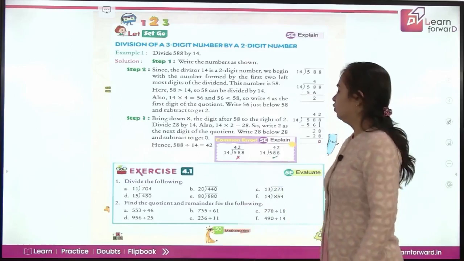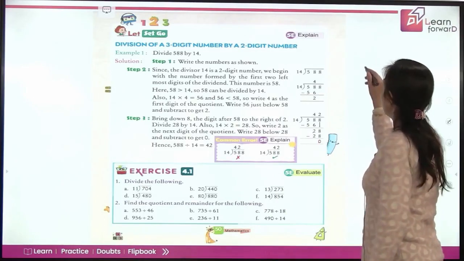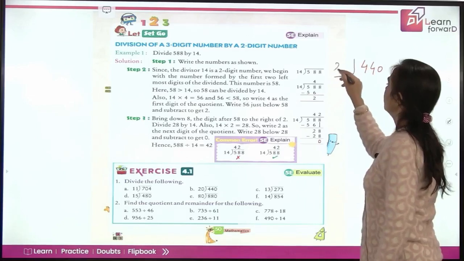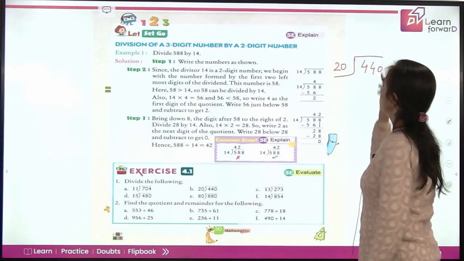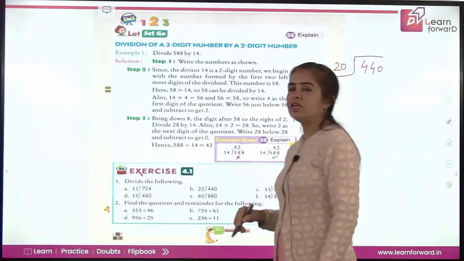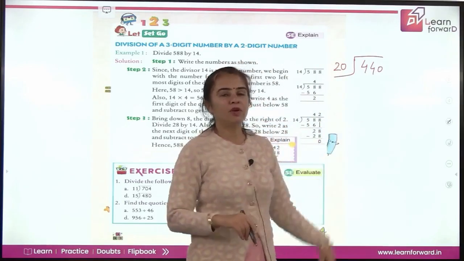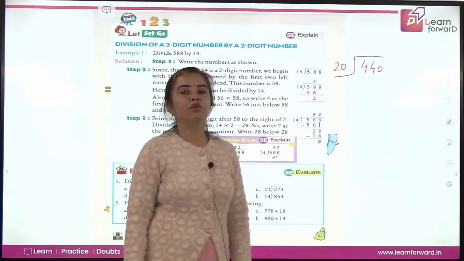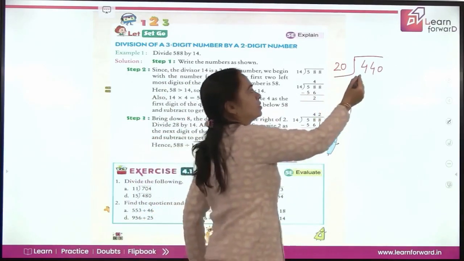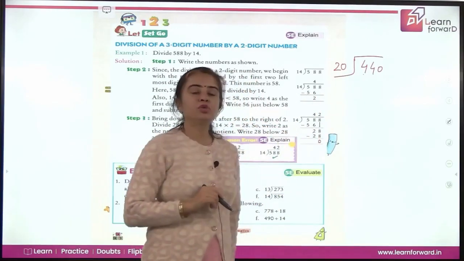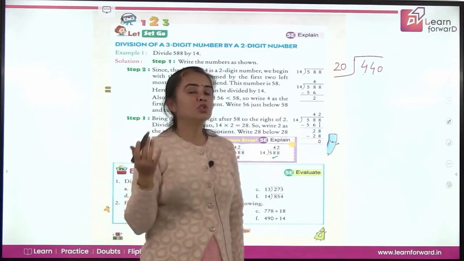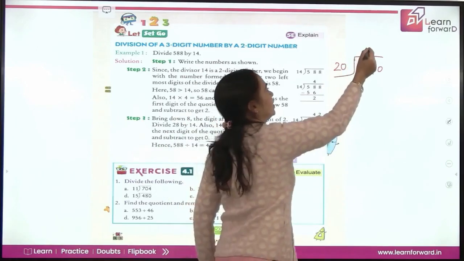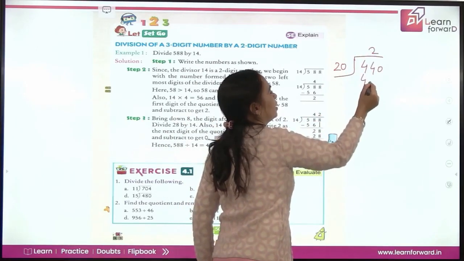Let's divide 440 by 20. I'll try to make your task simpler here, because you have learned tables only up to 15. So how can you go with the table of 20? Never mind. We'll just go for the table of 2. And look at this. So 2 times 2 is 4. That means 20 times 2 will be 40. So we write 20 2s are 40.